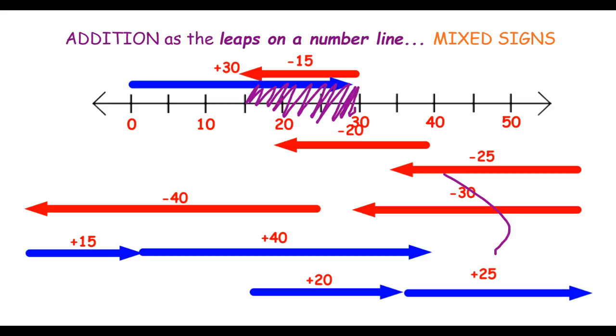then we're making up some of that distance, and we're moving closer to 0 because the positive number wants to move in the positive direction. The negative number wants to move in the negative direction. And so we're not getting farther away from 0. We're actually sort of retracing our steps in a way. And that's going to be the idea of how we add numbers with mixed signs.